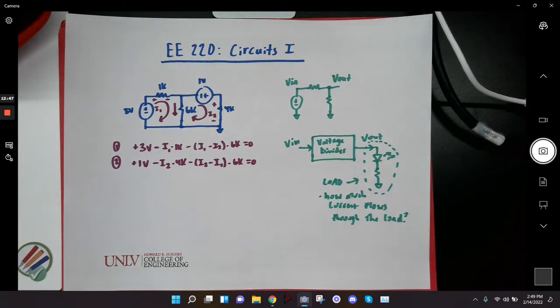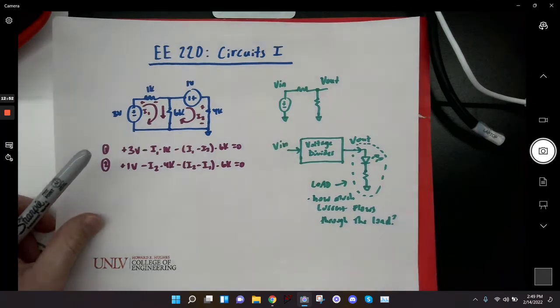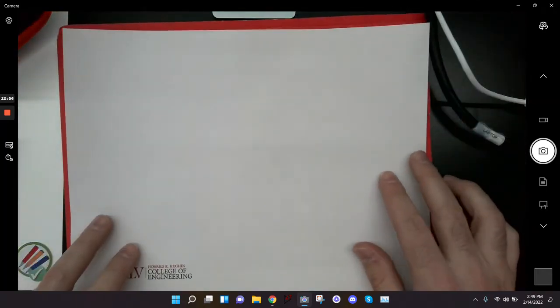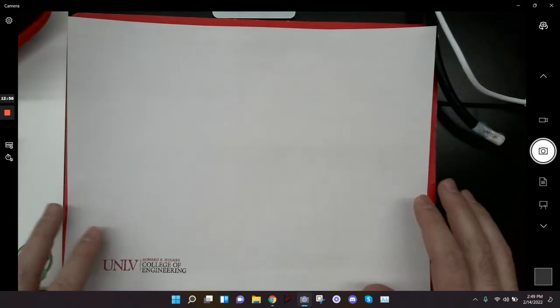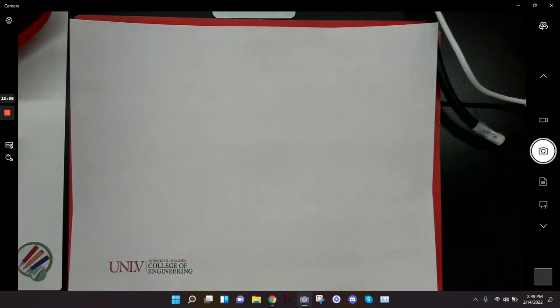So now, without any further delay, I'm going to move on to the new stuff. And basically, the new stuff is called Thevenin and Norton equivalent circuits. And I'm going to write that up top.